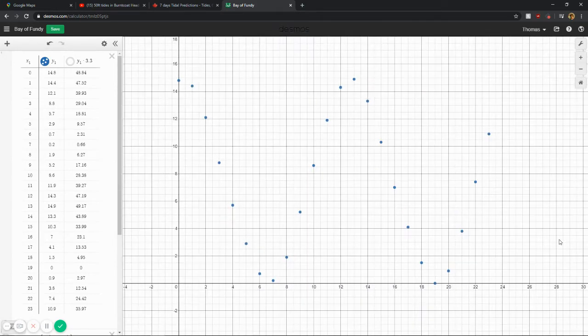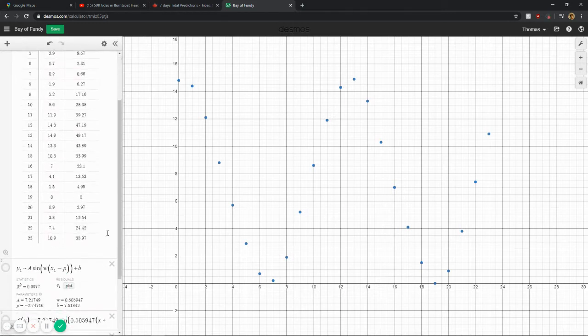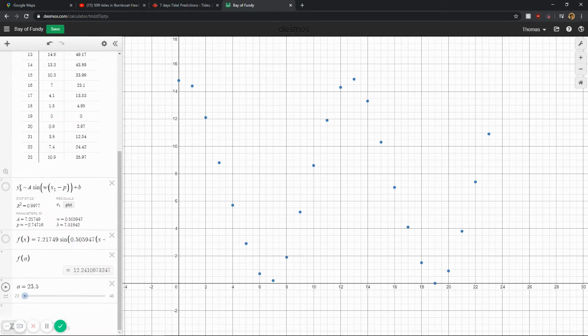Well, you could do a reasonably accurate job of predicting this, and the way you do it, and it's a very commonly used tool in science and modeling for predicting natural phenomena like weather and stuff, is through a regression. And so we're going to do a sinusoidal regression. This here should look pretty familiar to you. A is the amplitude, omega is the modifier of the period, P is a phase shift, and B is a vertical shift of this data.